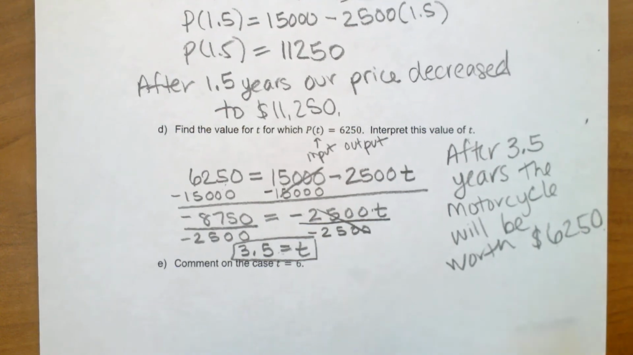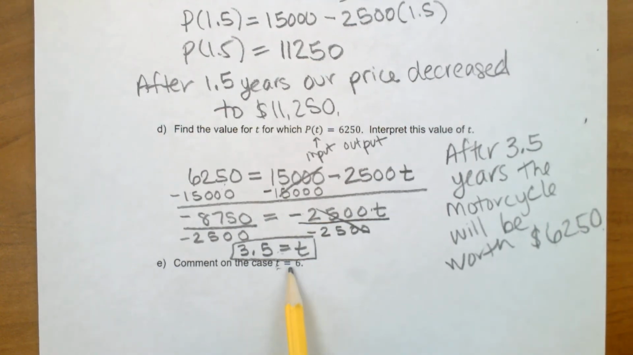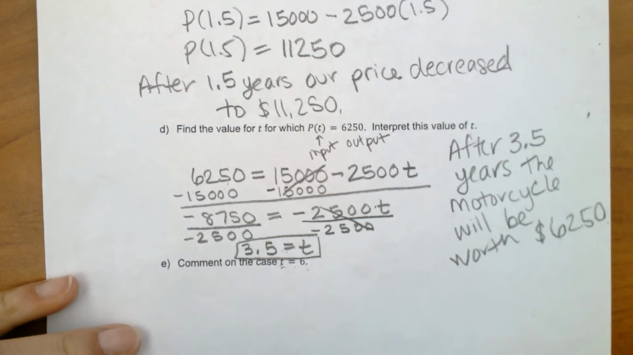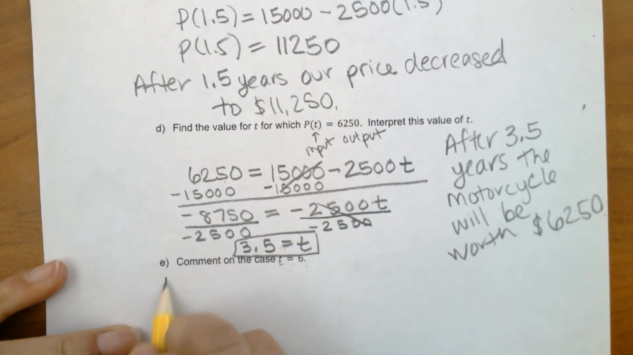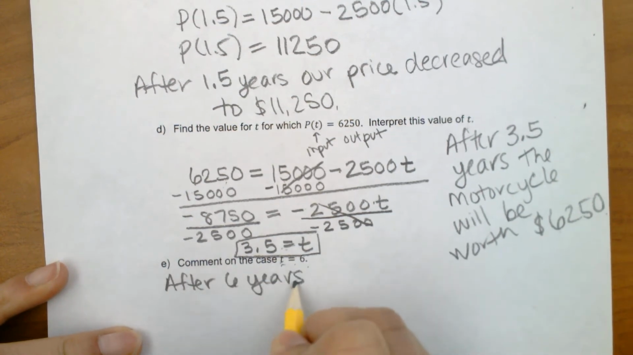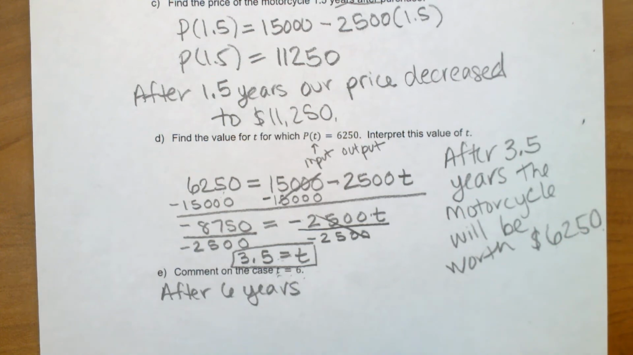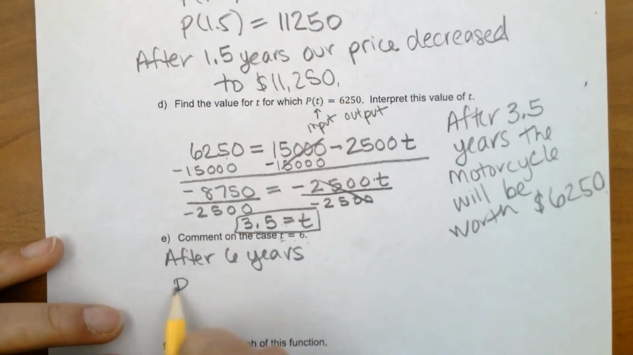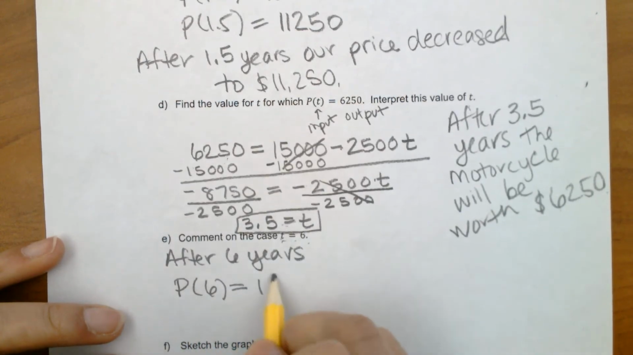Okay. Comment on the case t equals 6. So first I can say after 6 years. That's the first thing, because they gave us the t, correct? So they gave us the input. The input, remember, is the years after we purchased it. And so after 6 years, let's see what it's going to be worth. So let's actually input it and see what happens.